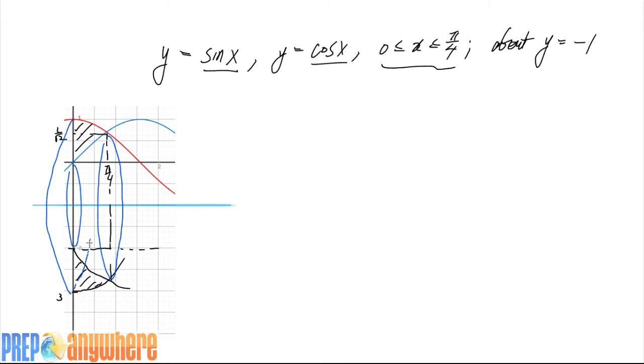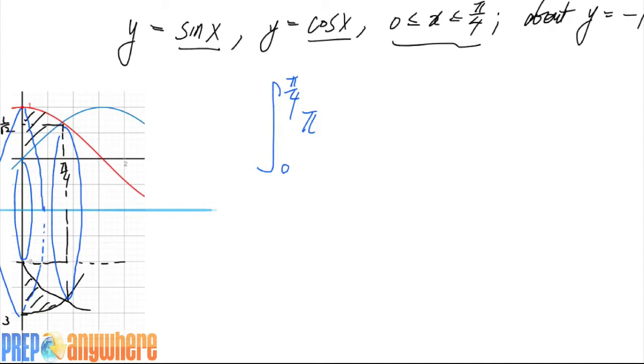Like that. So that's a little bit hard to see, but this is what we have to do. We have to integrate from 0 to pi over 4. First of all, the outer radius. So the outer radius is a cosine, so it's higher.